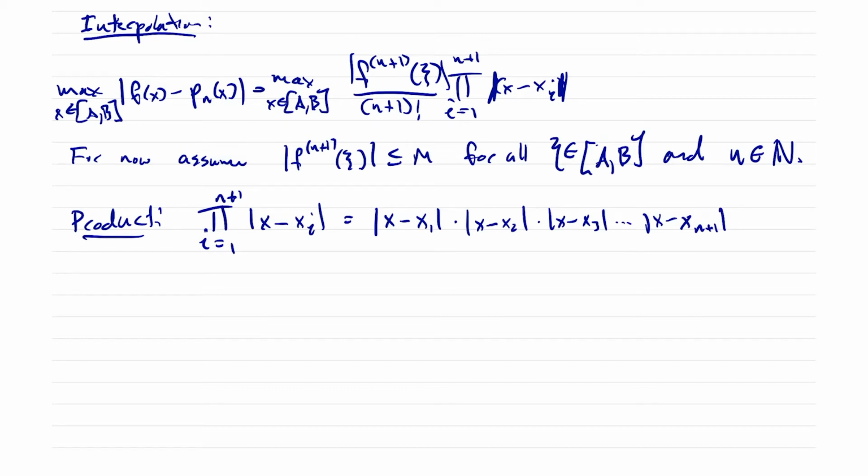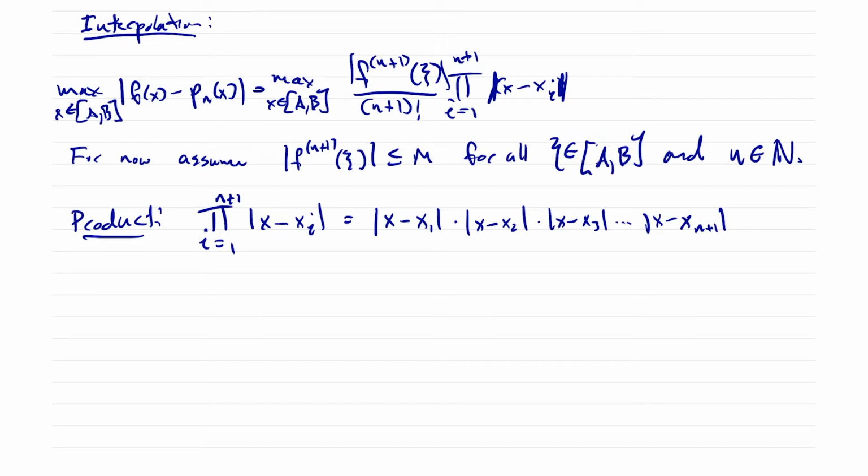Sorry, not n plus 1. Ugh, sorry. I'm screwing up here. Up to n. N plus 1 points. No, that's good. Yeah. That's what I want, right? That's what I want. Yes. Sorry, didn't get a lot of sleep last night. Okay, there we go. All right, so that's what we got.